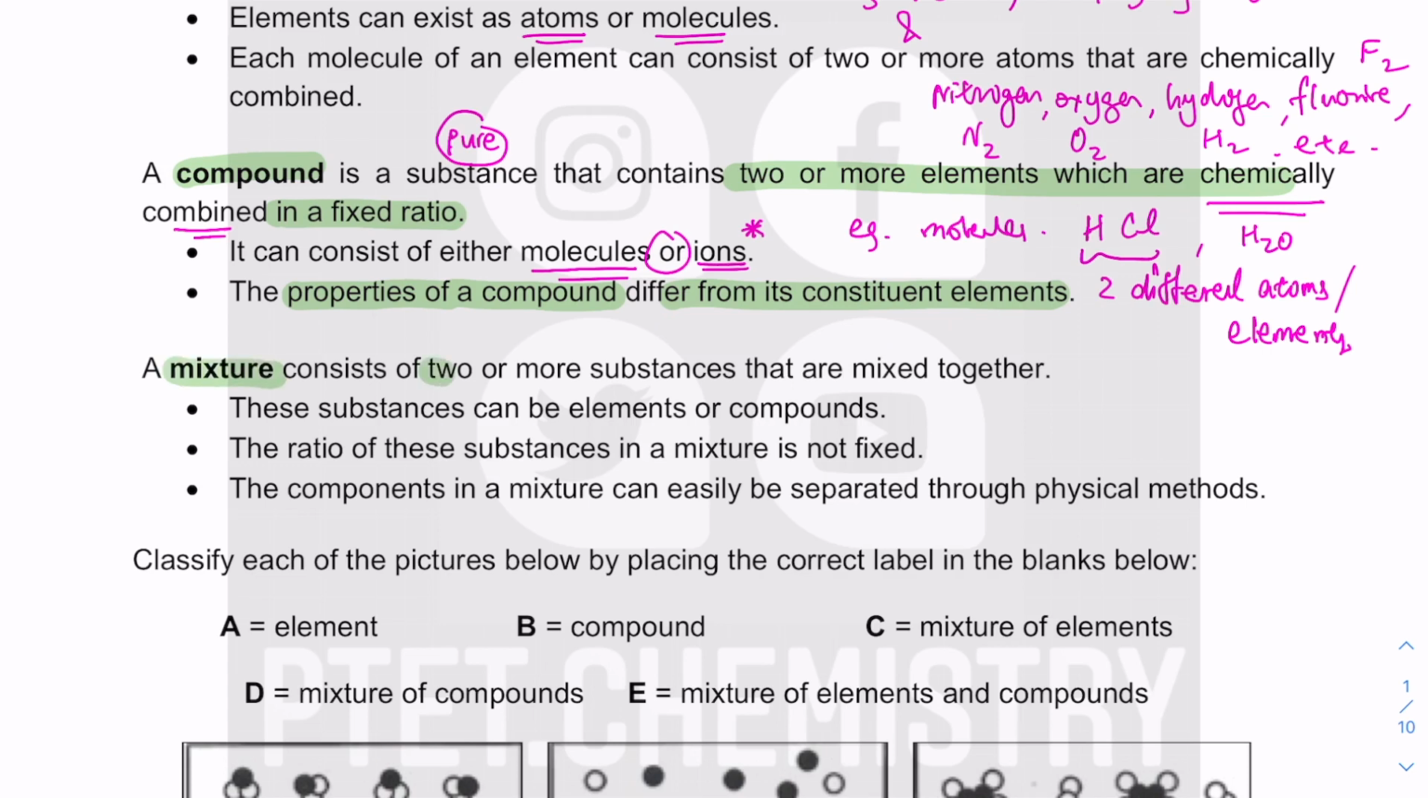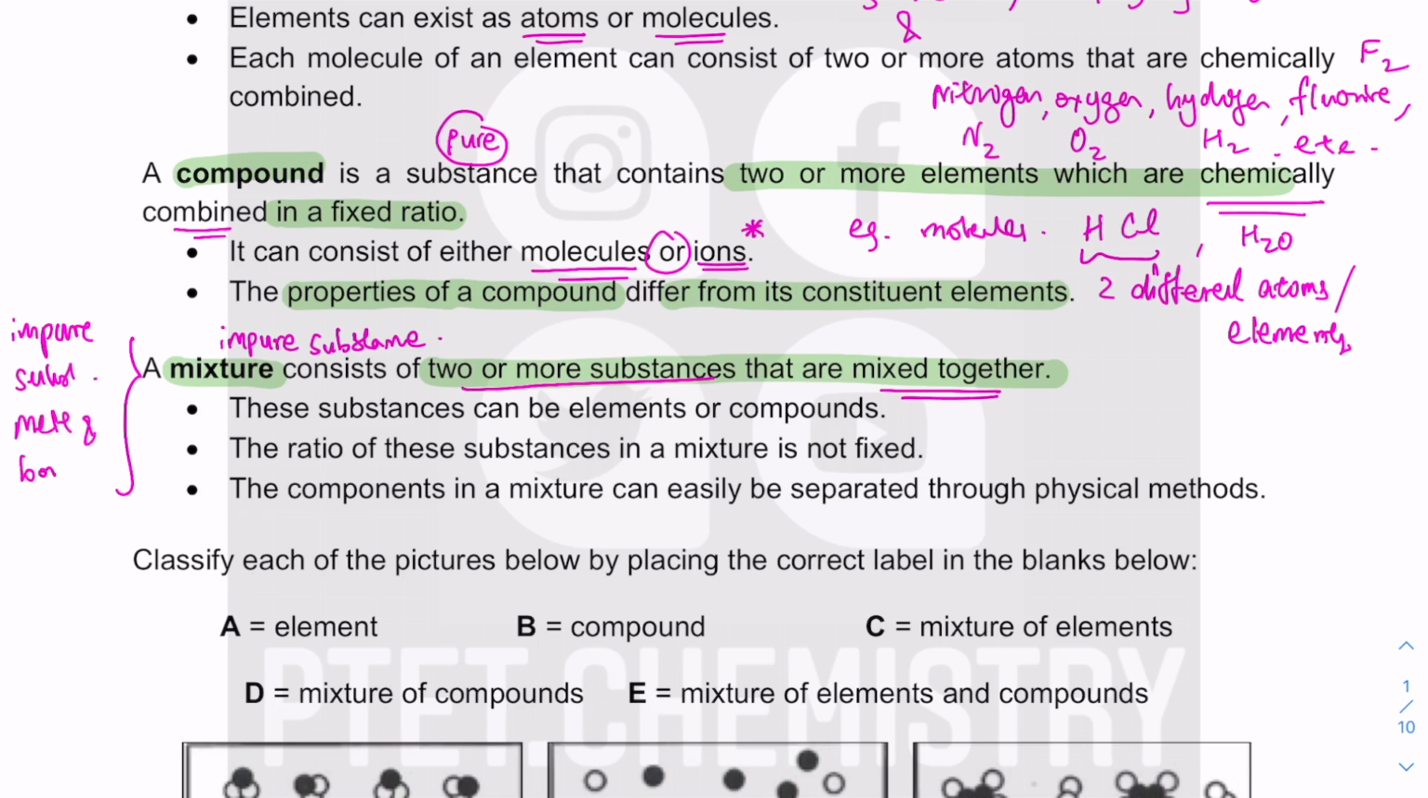Next, you have a mixture. A mixture has two or more substances that are mixed together. For obvious reasons, two or more substances that are mixed together is what we call an impure substance. A mixture is always impure, whether you have a mixture of elements or otherwise; because you are a mixture, you become impure.